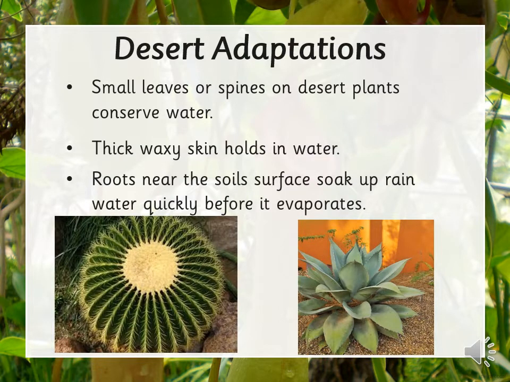Desert adaptations. As you can see from these two pictures, one is of a cactus and another is of a desert plant, aloe vera. Small leaves or spines on the desert plants, they are there. They conserve water. That means they save water. Deserts don't have rainfall, so the plants need to have the maximum amount of water they can hold. Their skin is also waxy, and sometimes the roots are really on the surface, on the top of the soil. So as soon as it rains, they take in all the water and they keep it in their body.